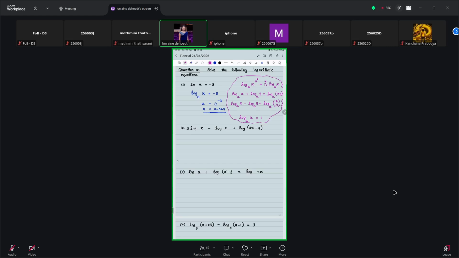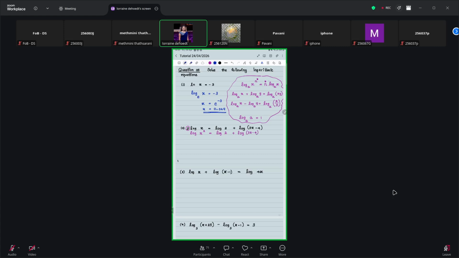Okay. Now you can use these things to simplify these equations. Then how can we do it? The first one, there is the 2. You can rewrite this as log x to the power 2. I'll use the first law. It equals log 2 plus log of 3x minus 4.